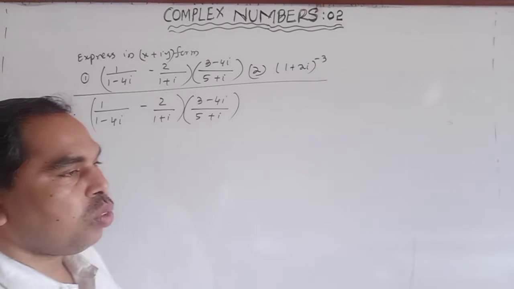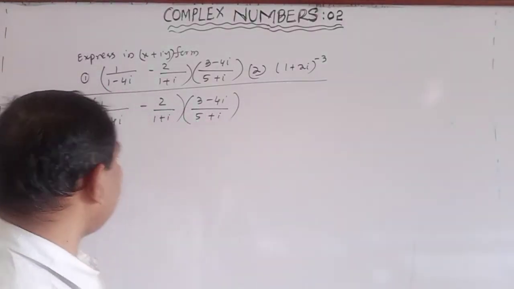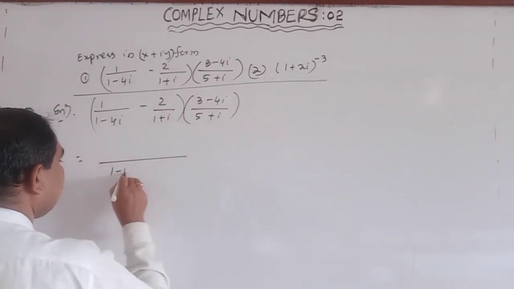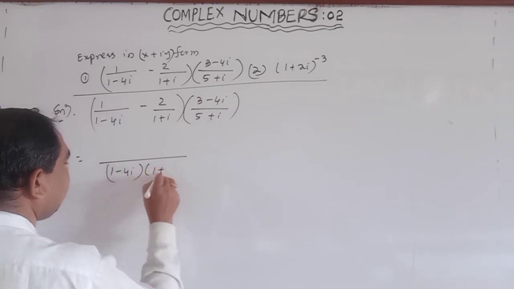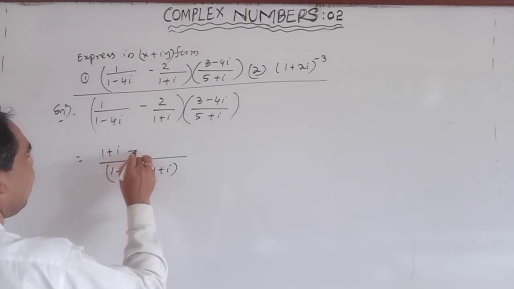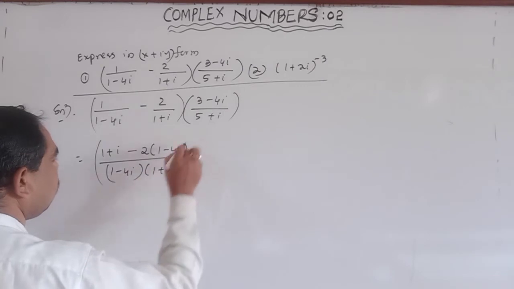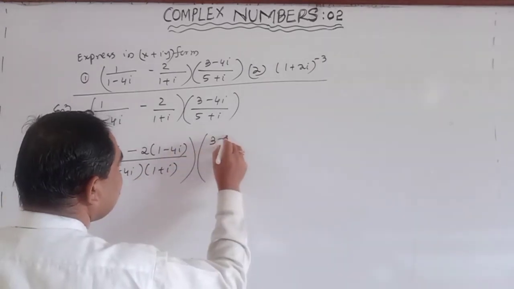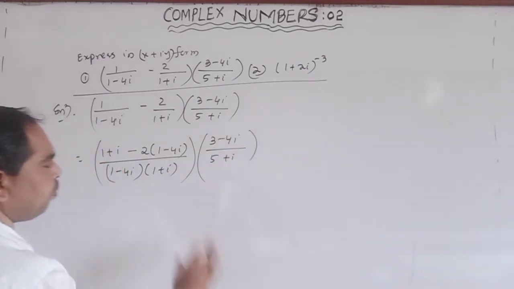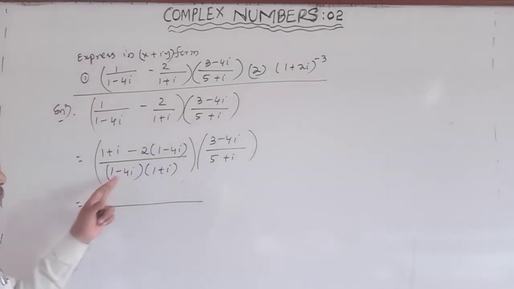x plus iy form means x and y both are real numbers. Okay, so express in the right form. First find the LCM. This is (1 minus 4i) into (1 plus i), then (1 plus i) minus 2 times (1 minus 4i), whole into (3 minus 4i) divided by (5 plus i). Multiply the complex numbers.